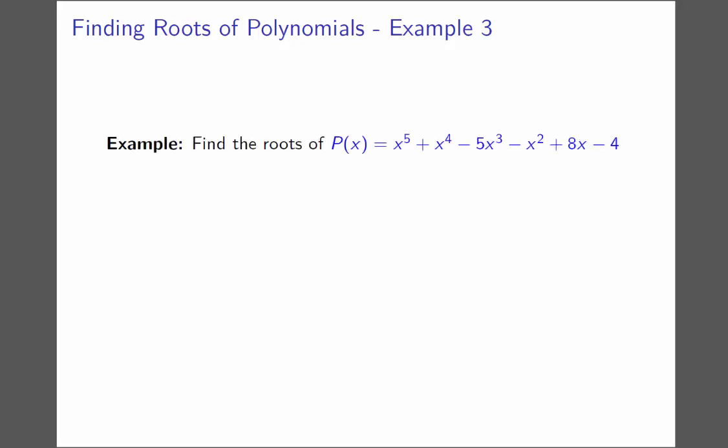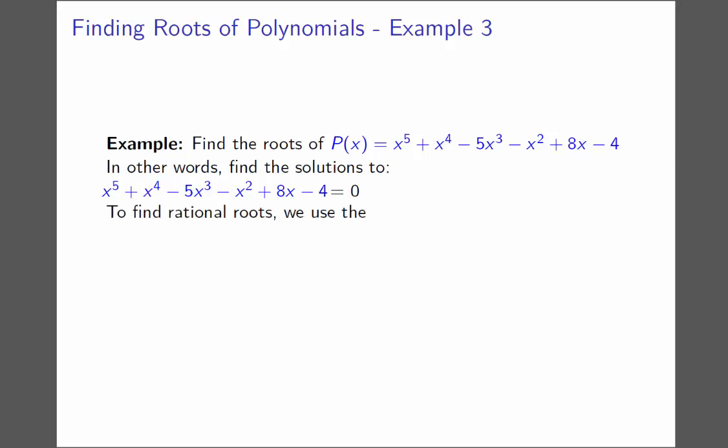In this example, we want to find the roots of the polynomial x^5 + x^4 - 5x^3 - x^2 + 8x - 4. In other words, we want to find the solutions to our polynomial equals 0. To find the rational roots, we can use the rational root theorem.